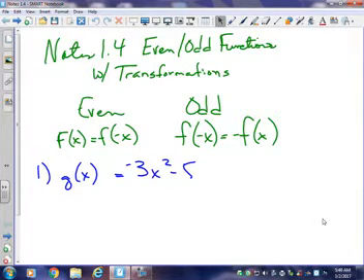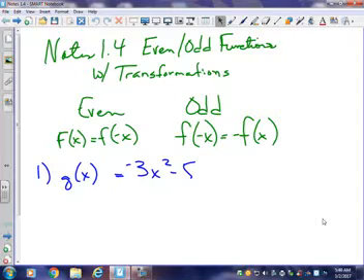Okay, so today we're looking at even and odd functions and a little bit about transformations. And we talked about what makes a function even or odd, and it has to do with the symmetry. And let's go back and discuss that one last time.